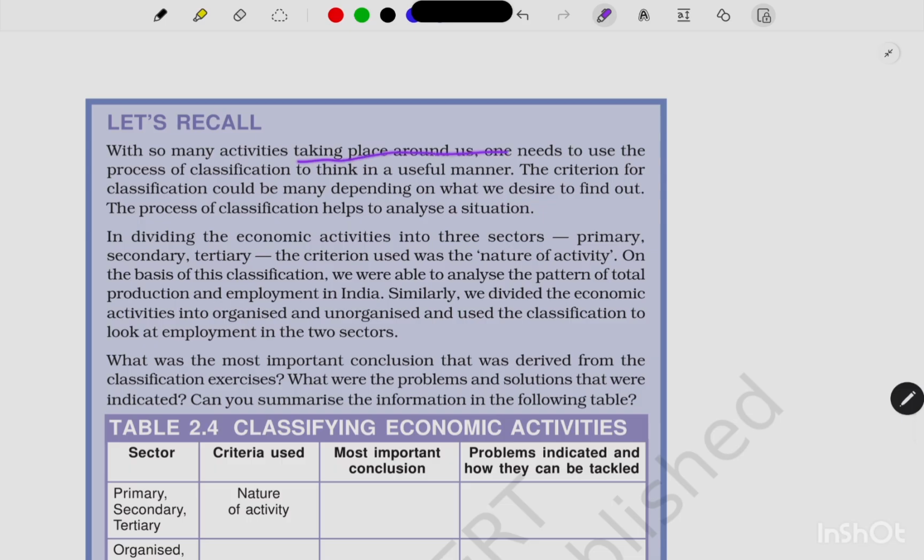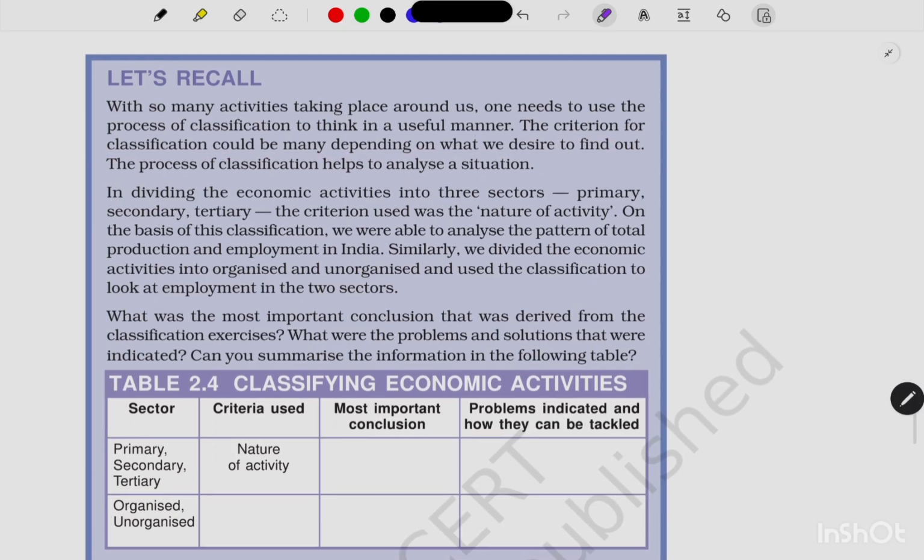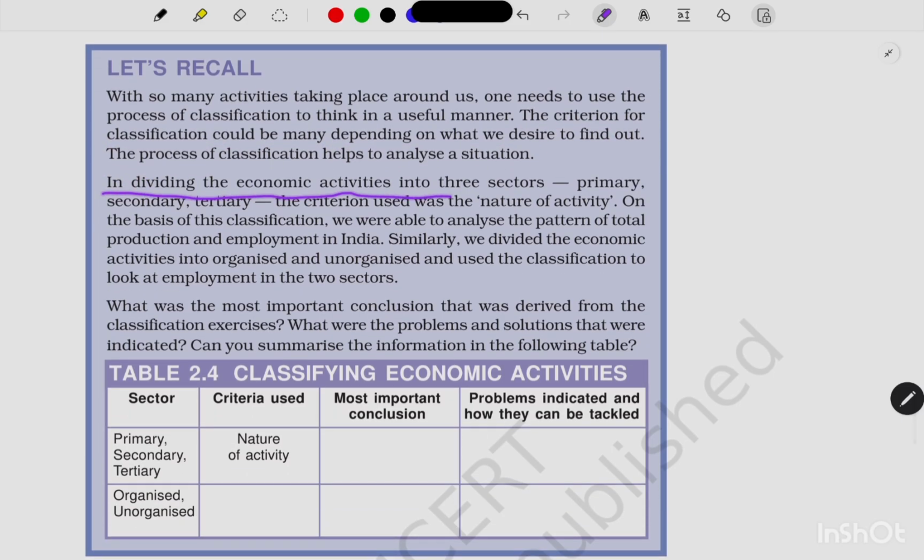With many activities taking place around us, one needs to use the process of classification to think in a useful manner. The criterion for classification could depend on what we desire to find out. The process of classification helps us to analyze the situation. In dividing the economic activities into three sectors, primary, secondary, and tertiary, the criterion used was the nature of activity. On the basis of this classification, we were able to analyze the pattern of total production and employment in India. Similarly, we divided the economic activities into organized and unorganized and used a classification to look at the employment in the two sectors.